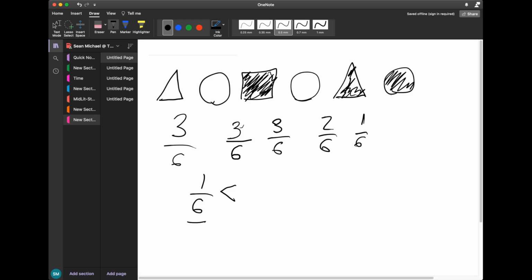Maybe I should add in another... no, we won't do that. Anyways, you get the point. 2/6, right, is the next one, and then bigger than that is 3/6, and then the rest are all just kind of equal, right? There's no bigger or smaller, which you won't have on the test, obviously. So yeah, that's kind of ordering them, right? So you just have to make sure you know which order.